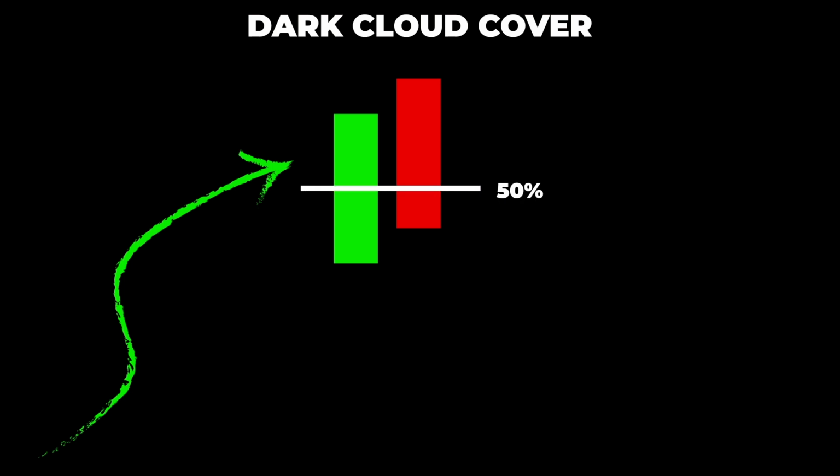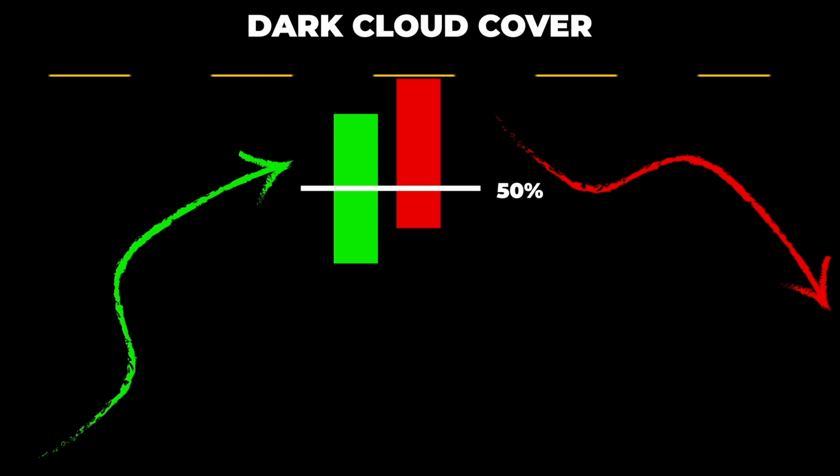Dark cloud cover. So the dark cloud cover is two candles. The first one is a long green candle which indicates the continuation of an uptrend, and the second one is a long red candle which opens gap up but closes more than 50% of the body of the previous green candle. And this shows that the sellers are back in the market and a downtrend is going to happen soon. So what I usually do when I see this type of candlestick pattern appear after an uptrend, I usually short or sell and place a stop loss at the high of the second candlestick.